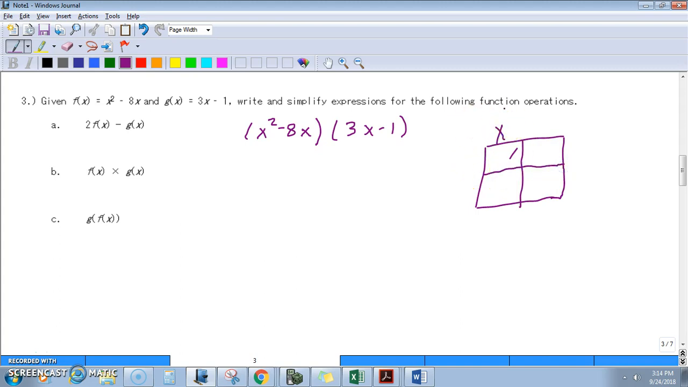So we have x squared minus 8x, 3x minus 1. 3x times x squared is 3x cubed. 3x times negative 8x is negative 24x squared. Check my mental math. I'm going quick.